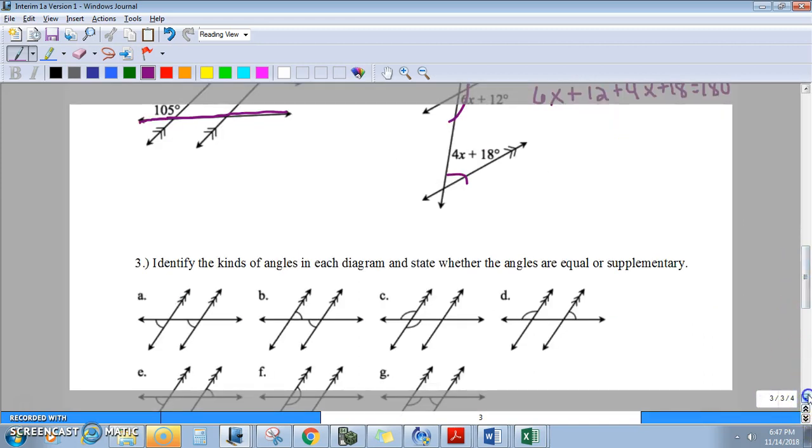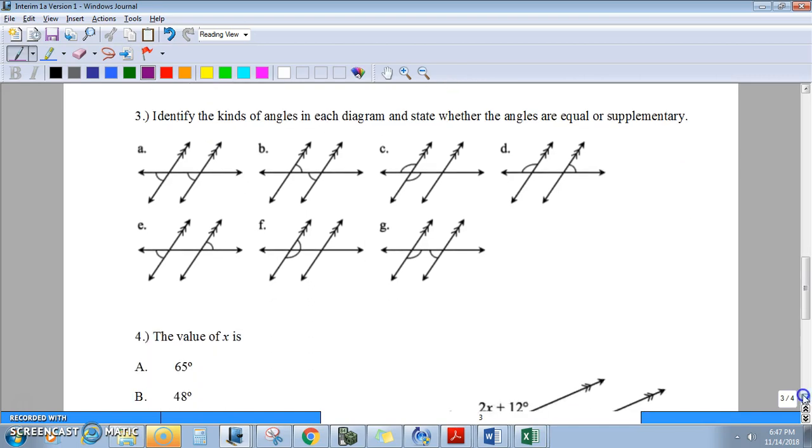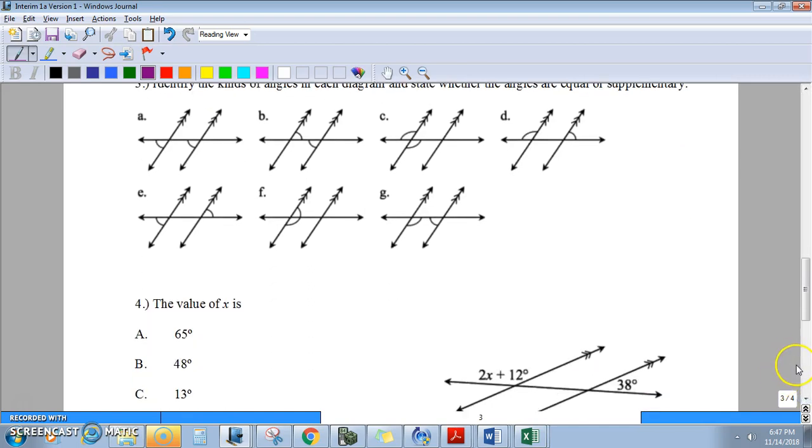Okay, so this is the important part. I've been saying this a lot already. Maybe I should have put this question first. But what types of angles are these? And do they add up to be 180, which means are they supplementary, or are they the exact same angle? So let's take a look.